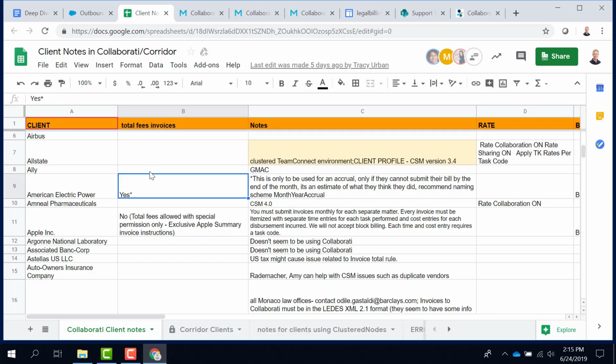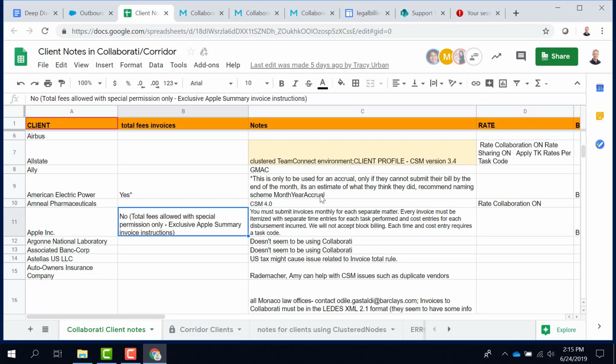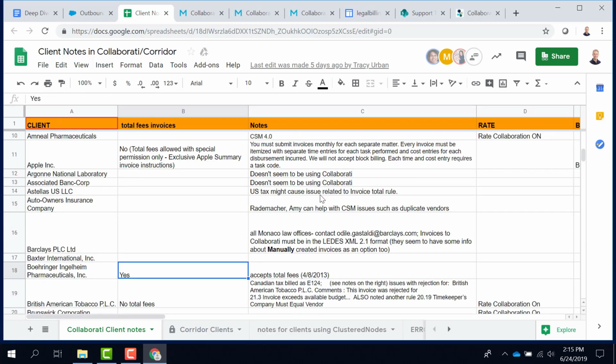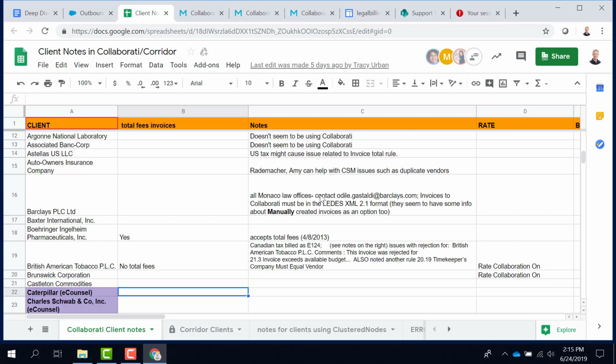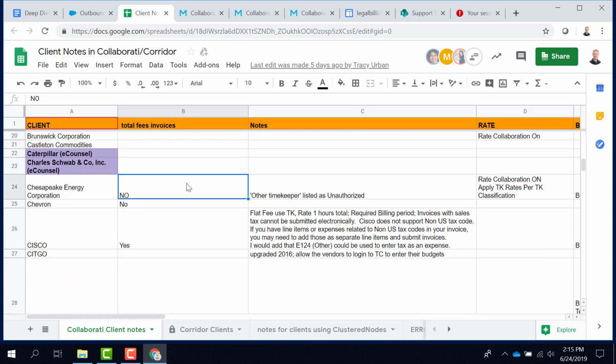So it looks like American Electric Power accepts total fee invoices for accruals, because there's a little asterisk and it says this only used to be for an accrual. Apple does not allow for total fees except with special permission. Behringer does accept total fee invoices. BAT does not accept total fee invoices. Chesapeake, no. Chevron, no. Cisco, yes. They will allow you to enter a total fees type invoice.